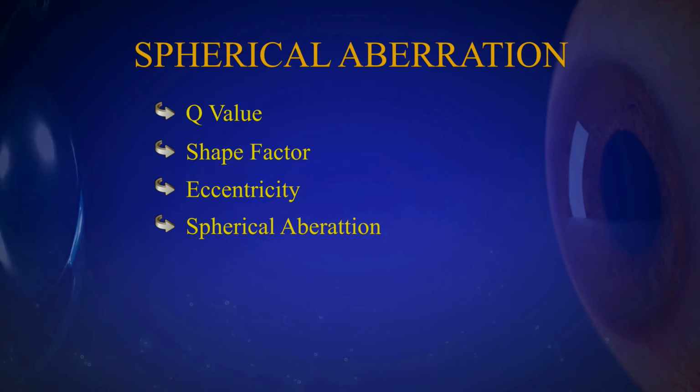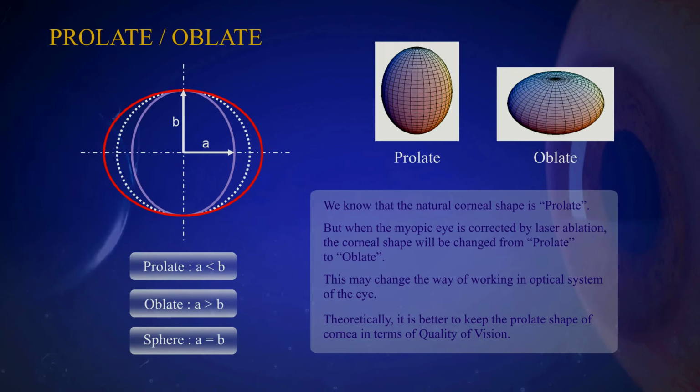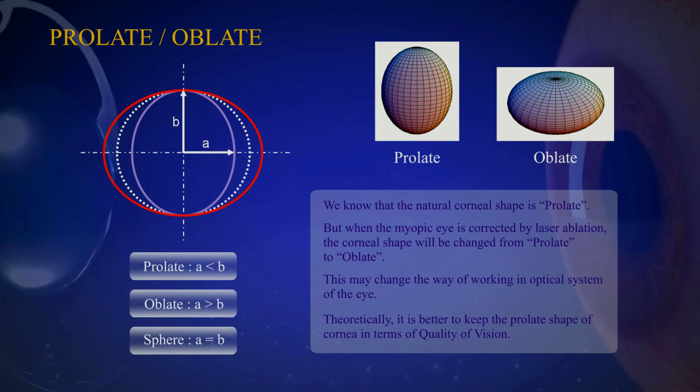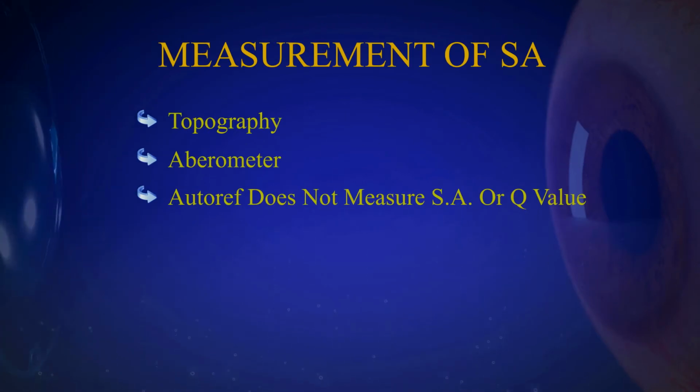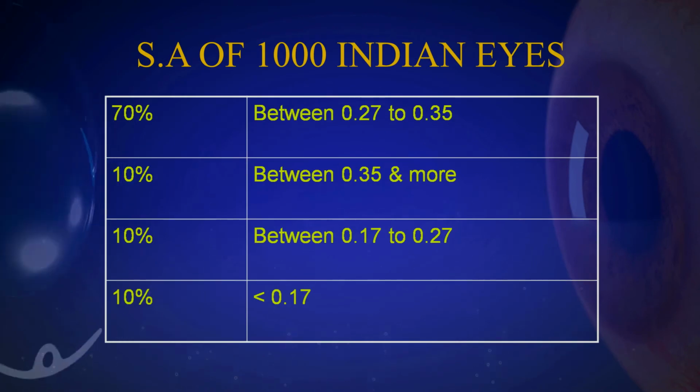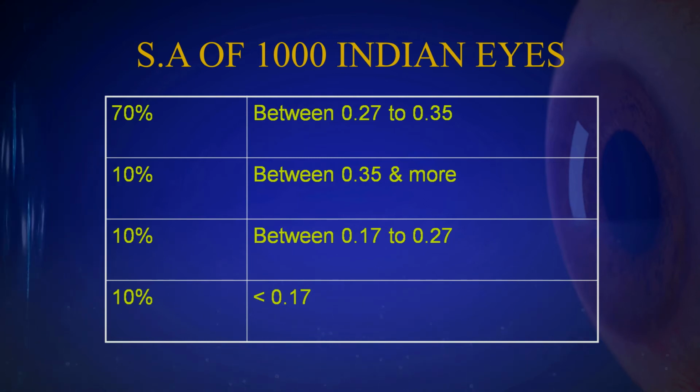The spherical aberrations are presently understood under 4 headings, as in this slide. In short, you can understand a positive or prolate and a negative or oblate cornea in the shape of an egg. Spherical aberrations or Q value can be measured for each patient with one of these 3 equipments. I studied 1000 patients of Indian eyes for spherical aberrations. 70% of the patients fall between plus 0.27 to plus 0.35, that is, they are prolate.